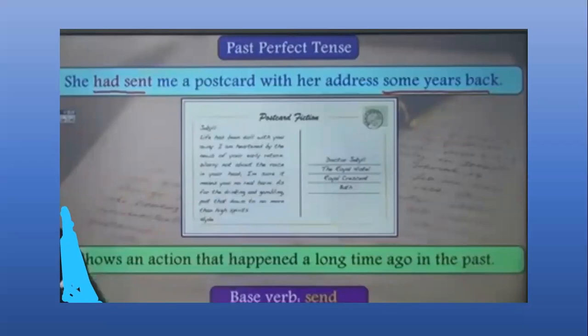She had sent me a postcard with her address some years back. Again, a certain point is there, and it shows an action that happened a long time ago in the past. Base verb is send. Now, simple past also tells you about past actions. Past perfect also tells you about past actions. So what is the basic difference between past perfect and simple past?